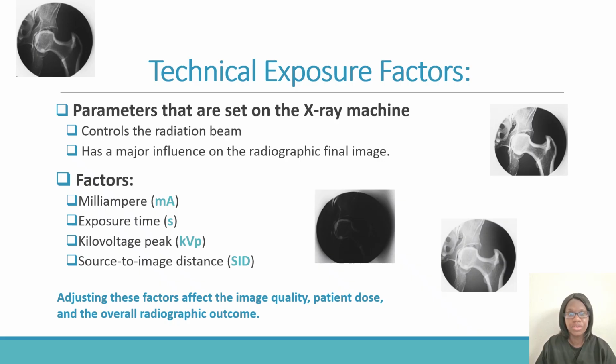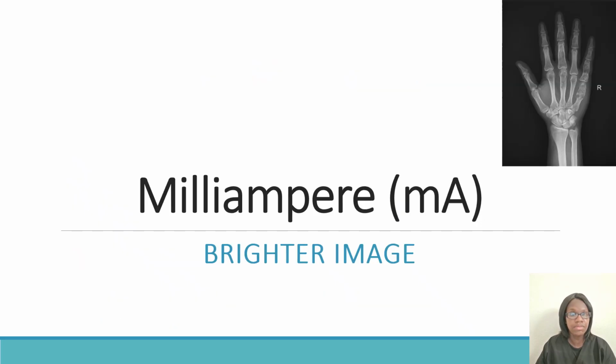So for the technical exposure factors, we have the parameters that we select on the machine, which are your mA, your exposure time, your kVp, and then we also have source to image distance, or SID, which is an important factor as well. All of these have a major influence on the final X-ray image, and they can affect image quality, patient dose, and the overall radiographic outcome.